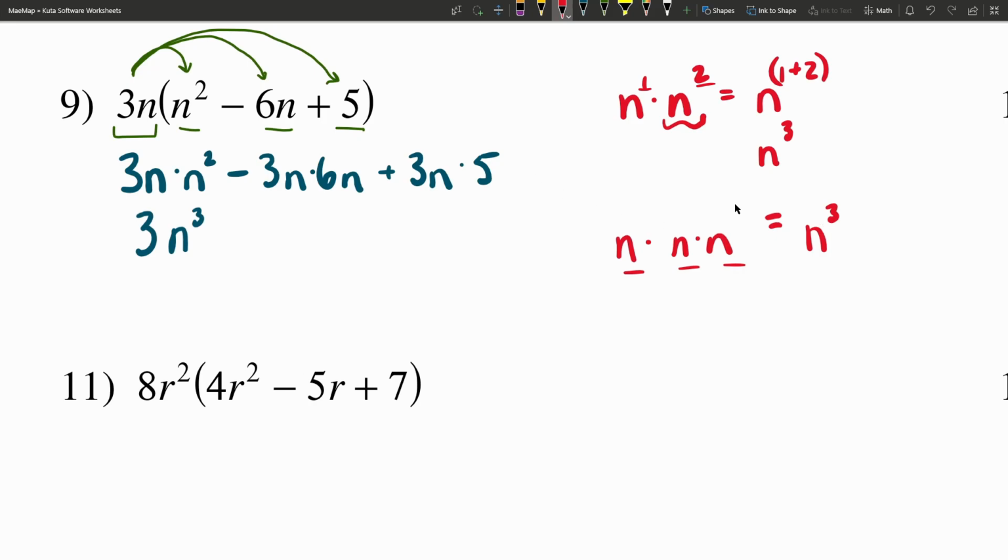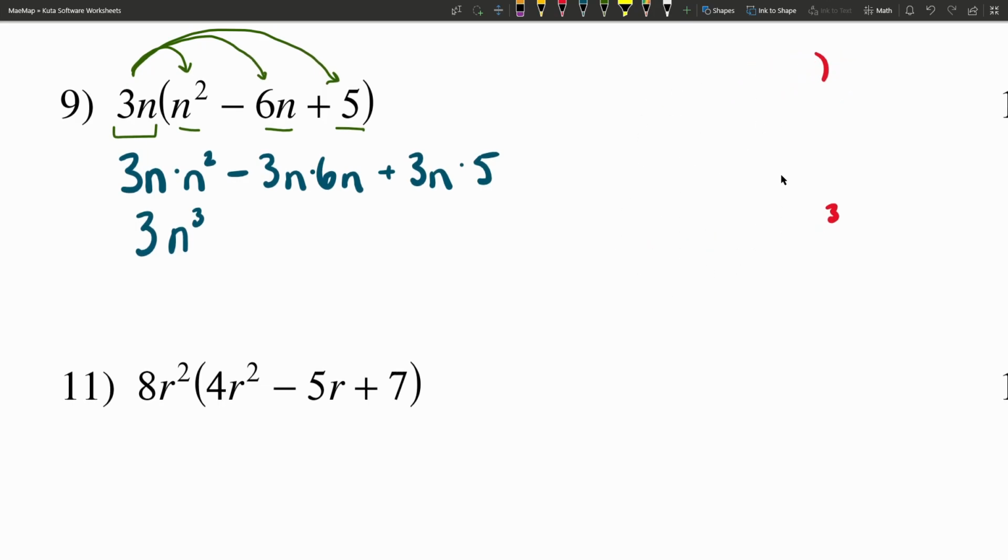This method is fairly easy when you're dealing with smaller values, but think about if you were dealing with n to the 13th and n to the 12th. Writing all those n's out might get a little tedious. That's where adding those exponents might be a little bit easier. But let's keep moving on, doing however you find it most helpful.